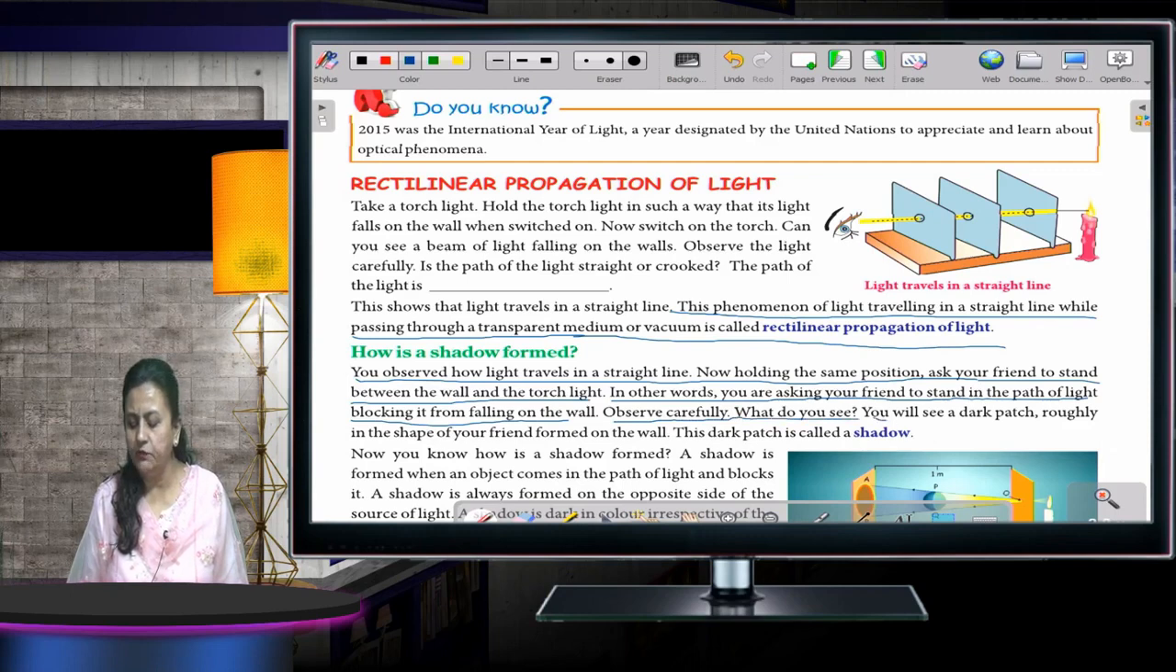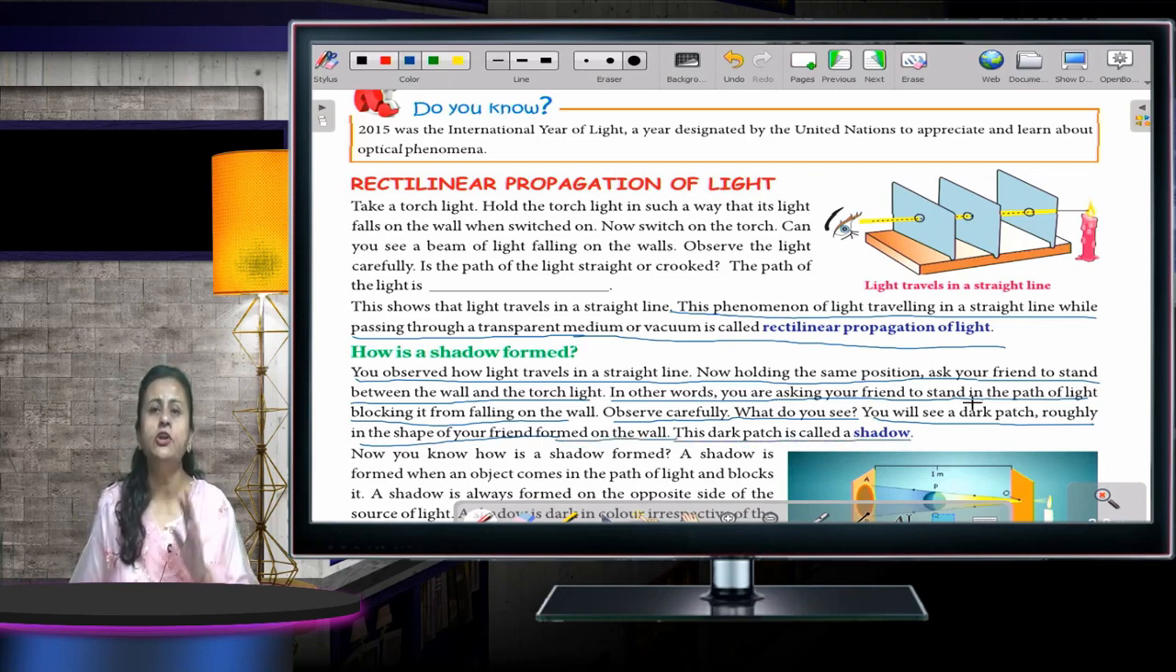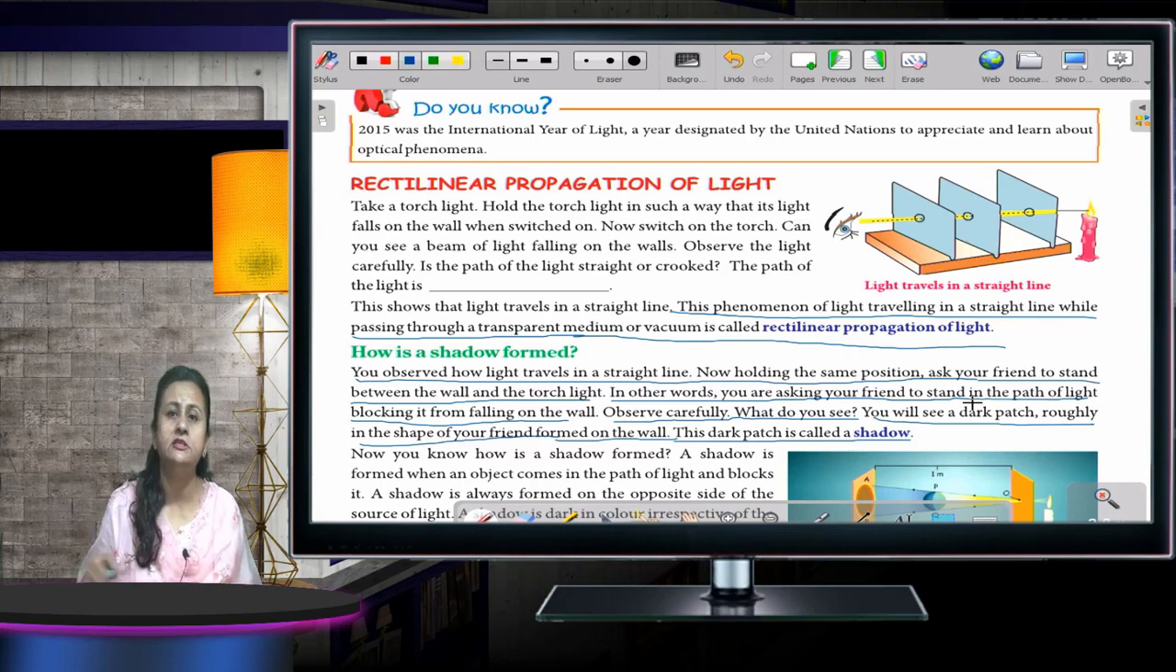What do you see? You will see a dark patch roughly in the shape of your friend formed on the wall. This dark patch is called a shadow. When any object comes in between the path of the light, a dark patch is formed. It is always falling on the opposite side. The shadow is always formed on the opposite side of the light. Fine.